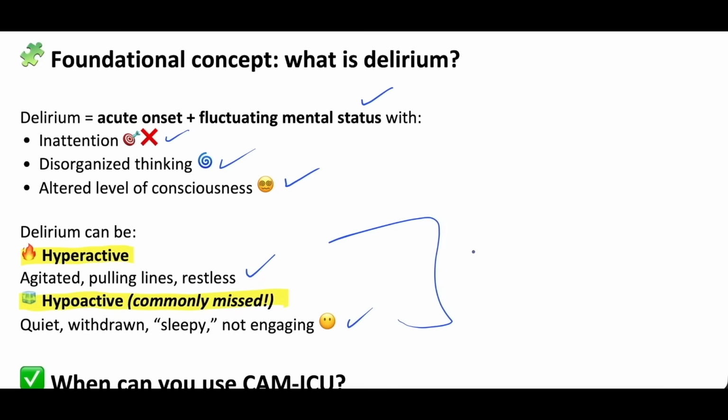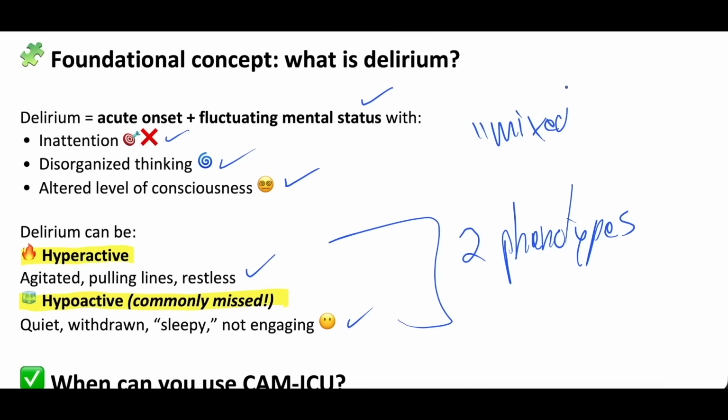So it can be either, right? There are these two different phenotypes of delirium, hypoactive and hyperactive. Some people talk about a mixed version, where it goes from hyperactive to hypo. Maybe that's true. Maybe that's more related to some of the medications we're giving, unclear. But there's certainly these two different phenotypes.